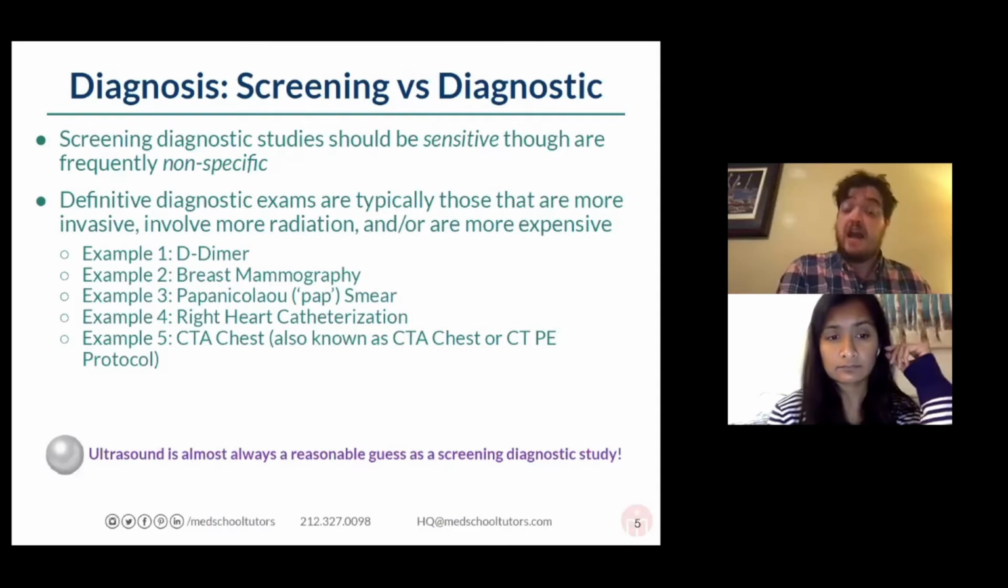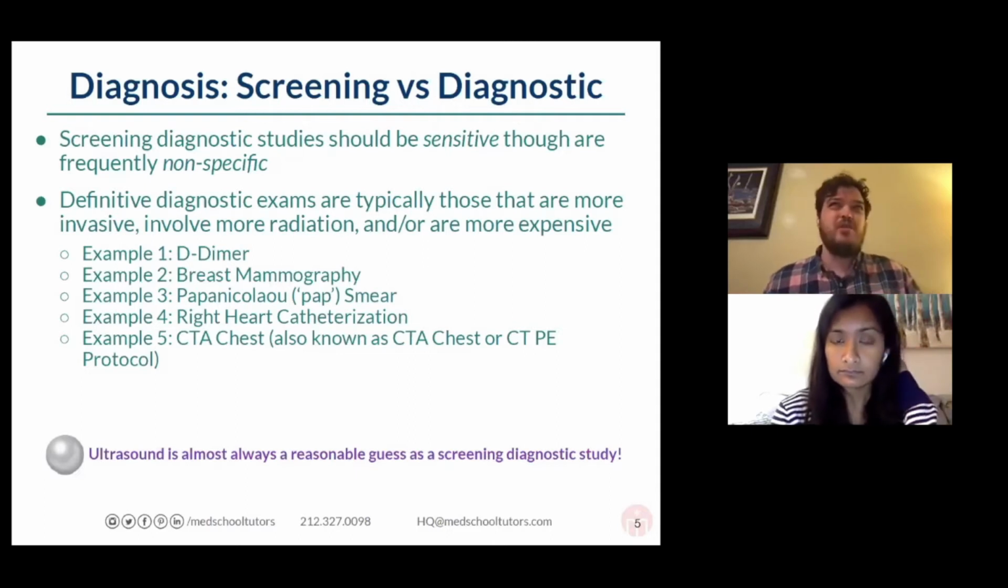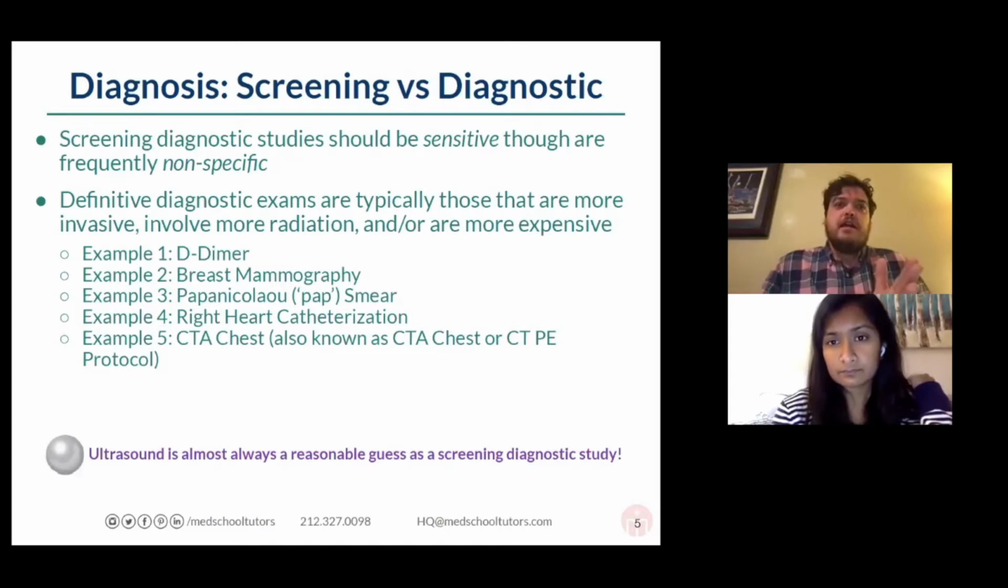So the D-dimer is a good example of a screening study because though it is very sensitive, it has a strong negative predictive value, but if it's elevated, it doesn't prove a whole lot. An example I'll give is if somebody comes in and they're tachycardic, hypotensive, and hypoxic, and you think this could be a PE, and you have a little bit of time, you get a D-dimer on their blood work, and their D-dimer is negative, the reality is that the chance of them having a PE or any clinically significant thromboembolism is very, very low. So we say that the D-dimer is a screening assay that has a very strong negative predictive value.